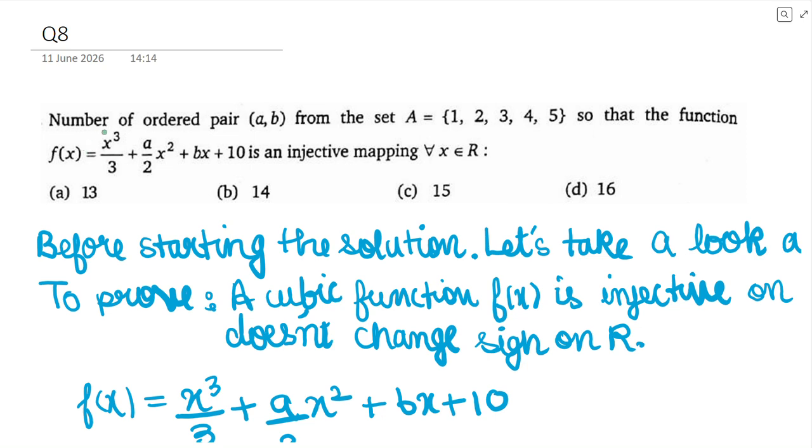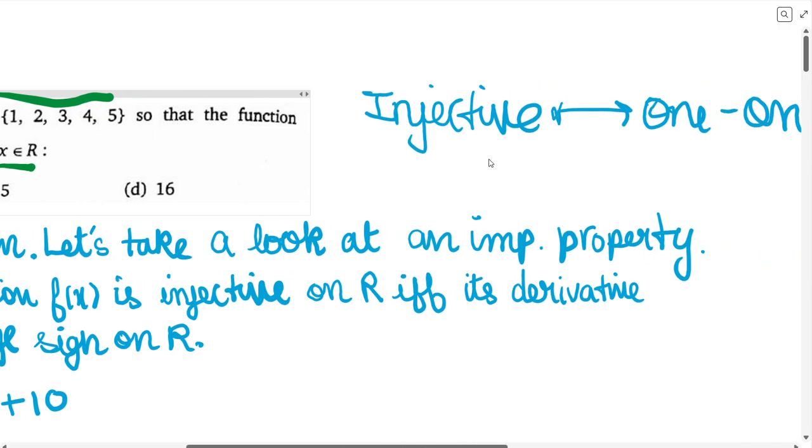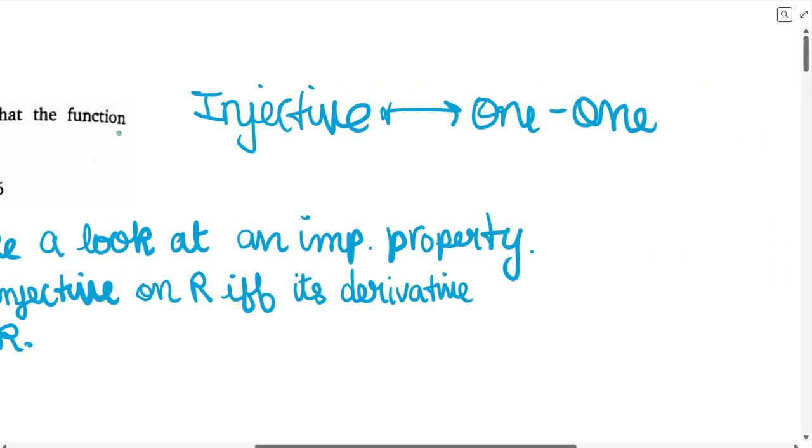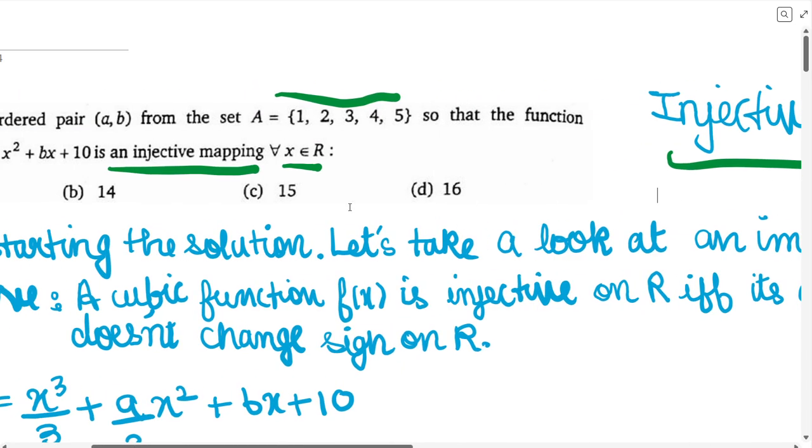So in this question, we need to find the number of ordered pairs (a, b) from the given set, which has numbers from 1 to 5, so that the given function f(x) is an injective mapping for all x belonging to the real numbers. So now, what is injective? For those who don't know, injective also means one-one function.